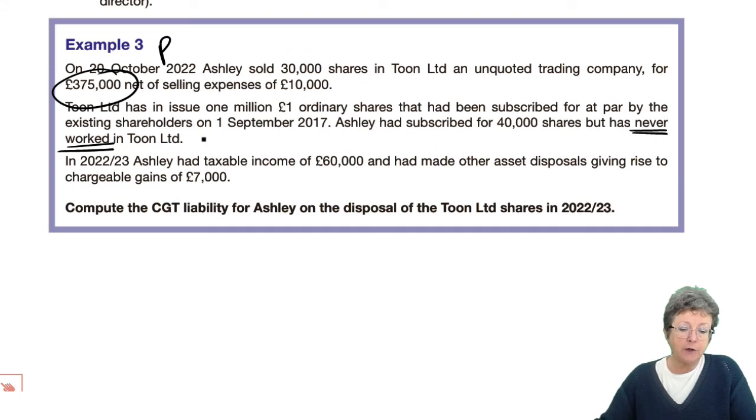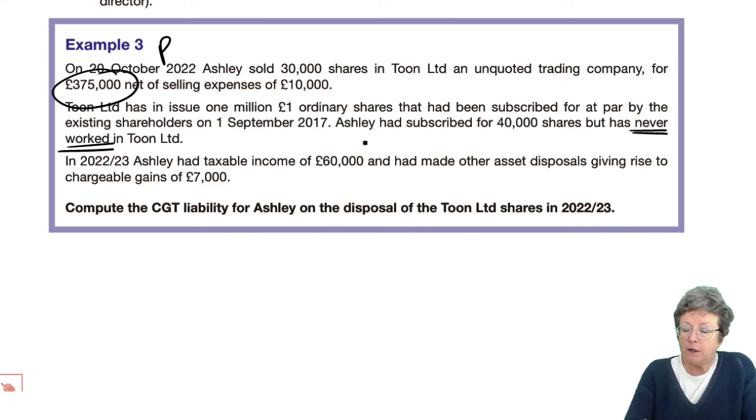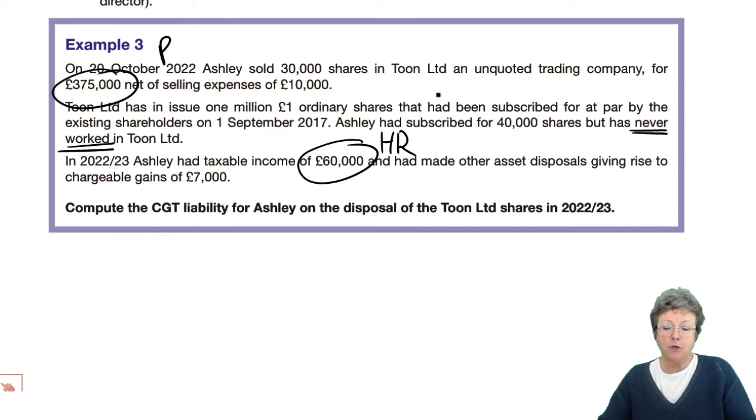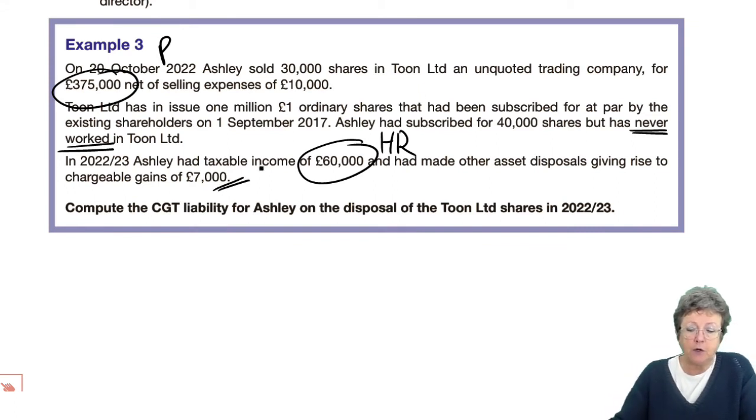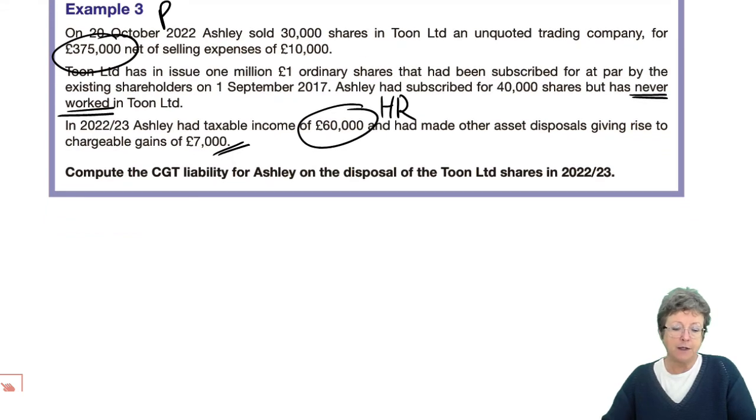Ashley has a taxable income of 60,000. So he is a higher rate taxpayer and made other asset disposal gains of 7,000. What is his liability to tax?